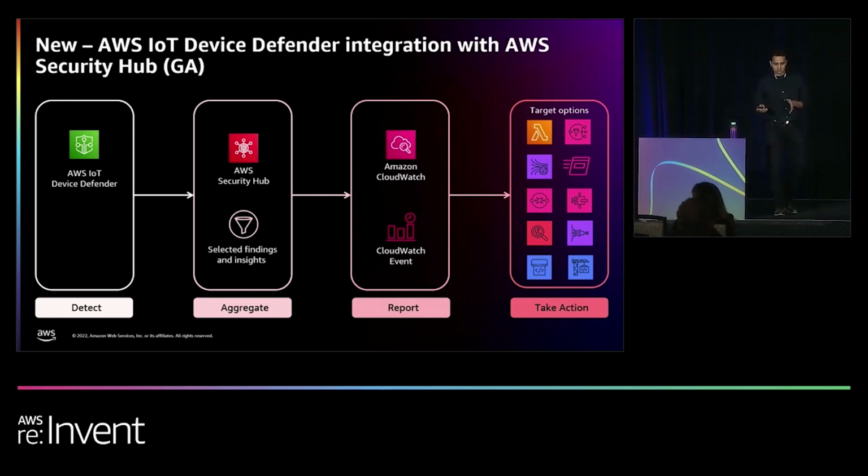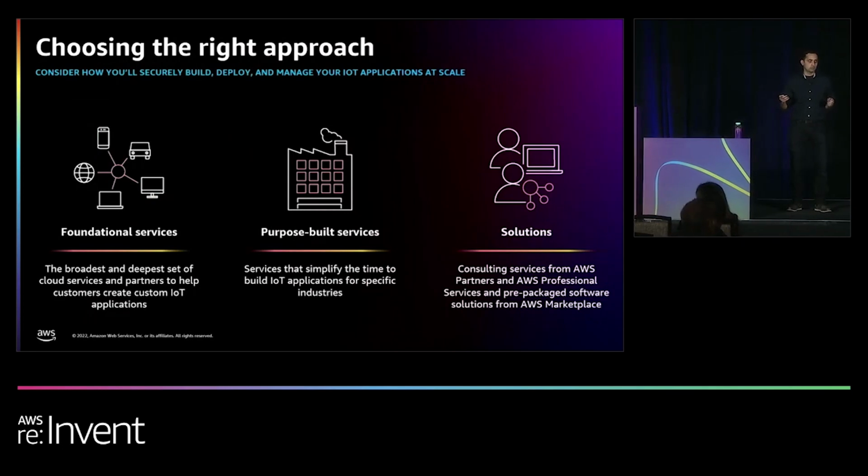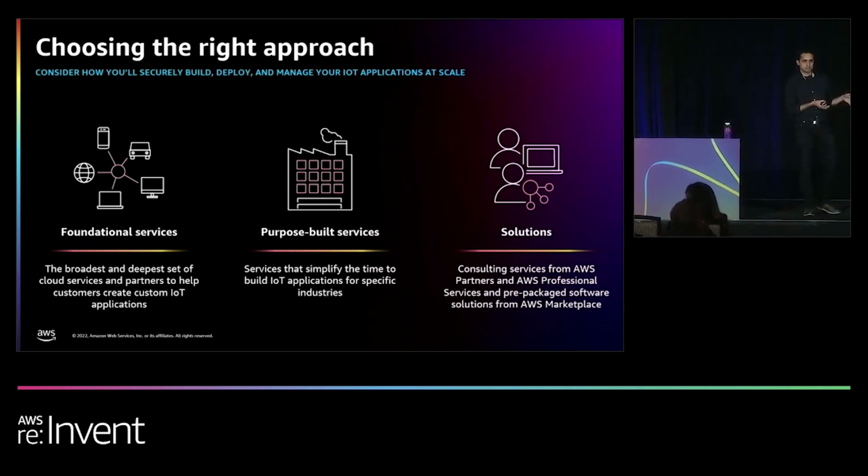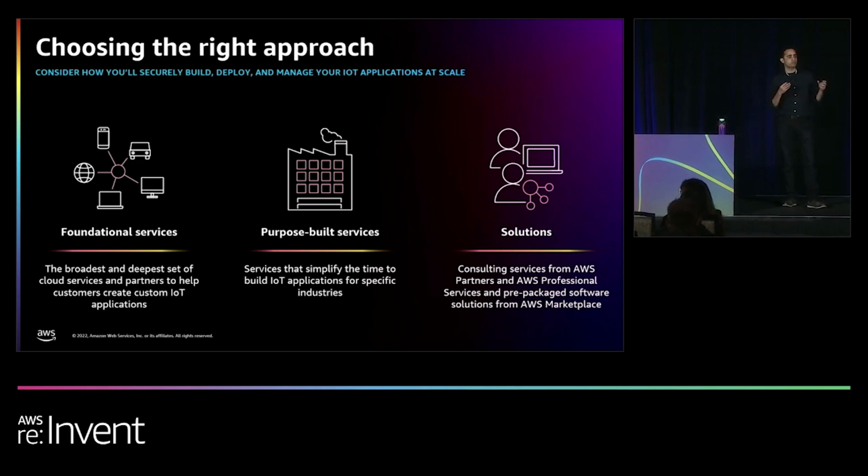Let's put it in concrete terms. What can you do next? It depends sort of where you are, right? We've got foundational services, a lot of which I covered today. We've got purpose-built services like FleetWise for automotive or SiteWise for industrial, as I mentioned. And we've also got a wide range of solutions from partners and our internal solution architects that put all of these together into prepackaged software and solutions. So you've got marketplace solutions, you've got Amazon solutions as well.